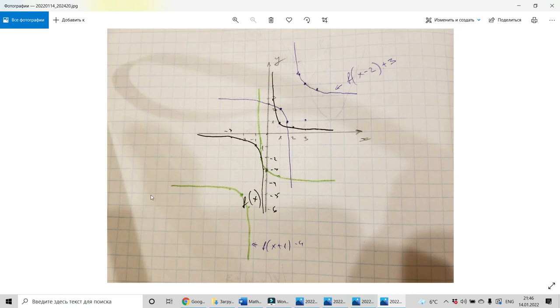Okay, and this is the same. I just found those more important points. This is (-2, -5), because it was (-1, -1), and became (-2, -5). And (-2, -0.5) became (-3, -4.5). And this is our horizontal asymptote, y equals -4. And this is our vertical asymptote, x equals -1.